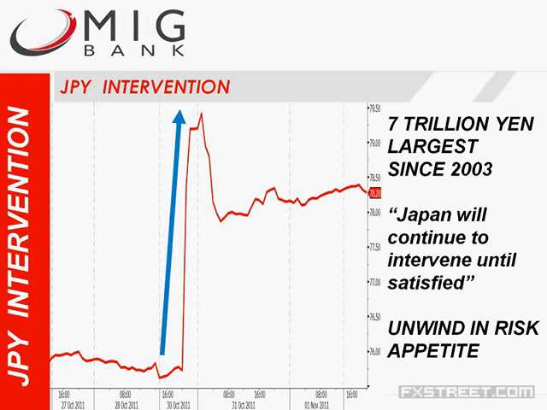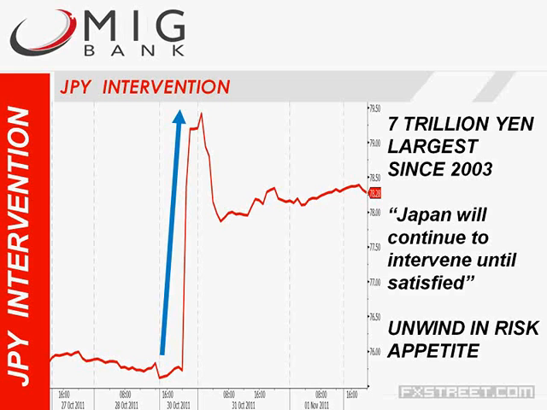Okay, so the point here, I just want to start with what happened late on Sunday, a few days ago. The Japanese Ministry of Finance intervened for the third time this year, 2011, with a record amount of liquidity of 7 trillion yen, the largest unilateral intervention in terms of liquidity since 2003.